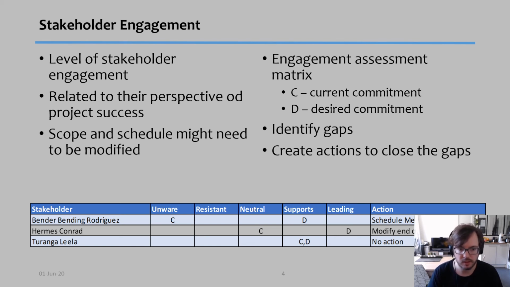On the other hand, Hermes is neutral. I want him to be leading. I spoke with him, I interviewed him, and I understand that if I want him to lead the project, then I need to delay my end date, because right now he's finishing a project, for example, and he does not have the time to lead my project. So I decided to modify the end date of my whole project. Finally, Leela, she supports, and this is where I want her. So what do I need to do? Well, nothing actually in this case.